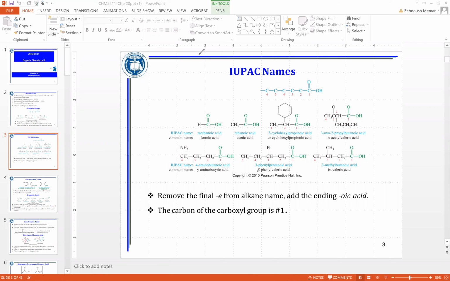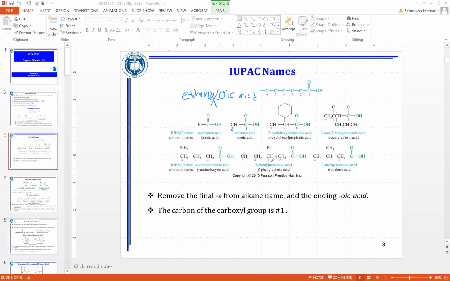Carboxylic acid has high priority, so you would start numbering from the carbon that has the carboxylic acid functional group, 1, 2. So you have ethane for 2 carbons. You drop the E and add oic acid. So for 2 carbons it is going to be ethanoic acid. For 3 carbons it is going to be propanoic acid. 4 carbons would be butanoic acid.